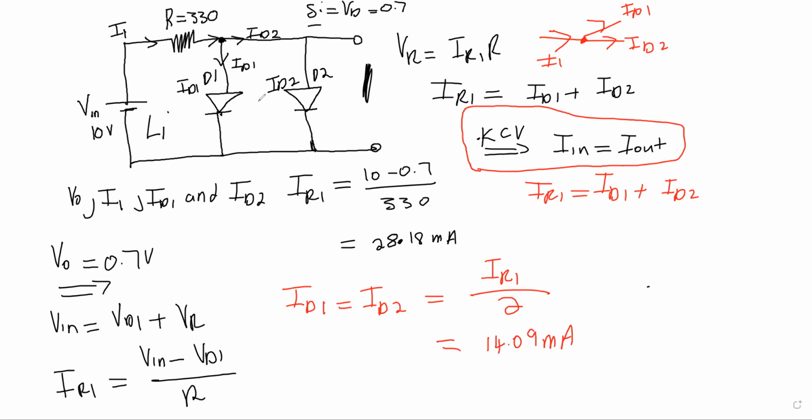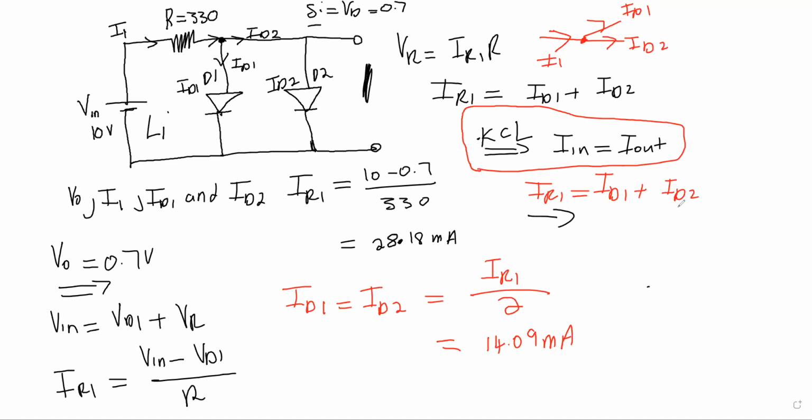So to get ID1 and ID2, you must know how the current will flow, and then you must also know KCL, which is Kirchhoff's current law. Kirchhoff's current law states that I in is equal to I out. So how did we get ID1 and ID2? We simply know, since I in is equal to I out, what is the current that is entering?